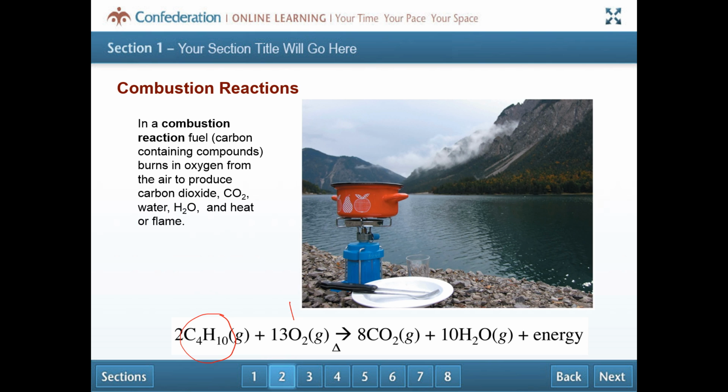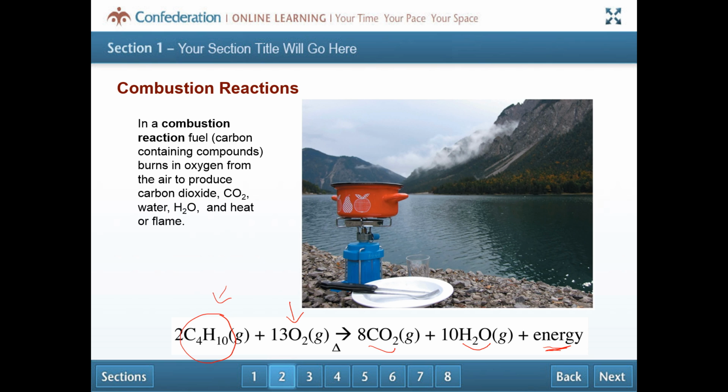And then you've got oxygen. So oxygen's always going to be there. And then you're always going to end up with carbon dioxide, and you're always going to end up with water, and then some type of energy is going to be formed. This isn't always written in your chemical equations, but in this one it is, so energy is formed. Sometimes that doesn't show up in your chemical equation. So always make sure that you've got these three things, the oxygen, the carbon dioxide, and the water, and then you'll have some form of this hydrocarbon.